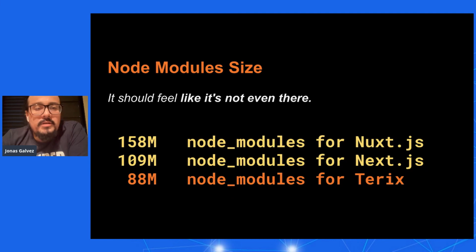Here are some comparisons. For Nuxt.js, you end up with a node_modules of 158 megs. For Next.js, you end up with 109 megs. And for Terex, which is the conjunction of only those Fastify plugins, you end up with 88. So it's a really minimal constrained setup that really has nothing else. And for the things that you need, you actually have to add on it and build on top of it yourself.